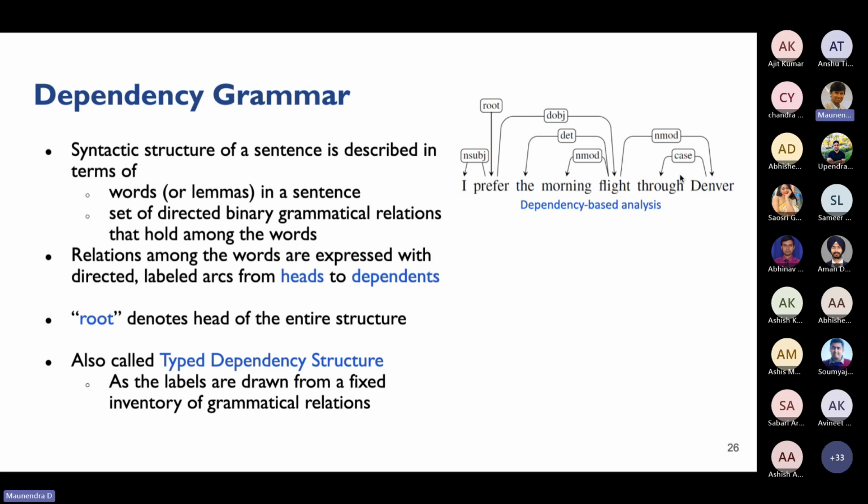Now, in case of constituency parse, you know that we are combining only the adjacent things, right? But here, these edges can go across adjacent words also. So this is dependency, where relations among the words are expressed with directed as well as labeled edges. This is also called a typed dependency structure, and the dependency labels vary from dataset to dataset.